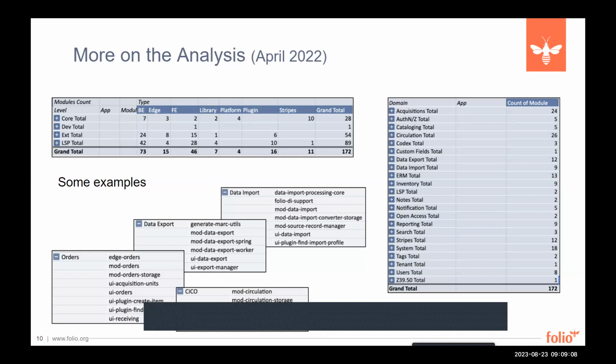I just put some samples of what any one of these particular applications might look like, in terms of how I put them together into applications. So there's a mix here. You can see that some have edge modules, such as the orders. Some of them have UI plugin modules, such as the data import. So we have reasonably sized applications, and they seem to work well that way. Okay.